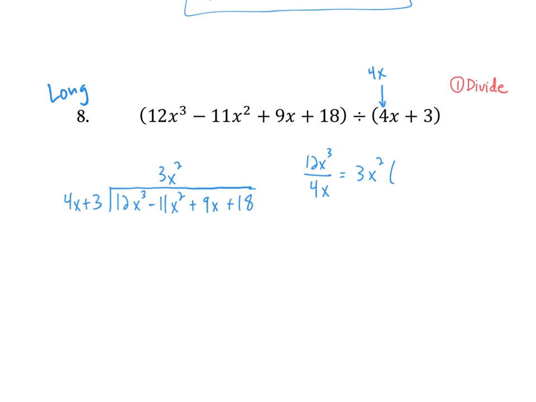And then you multiply. So the next step is multiply. You multiply by the divisor, 4x plus 3 in this case. And then you distribute. And then you line that up underneath here, 12x cubed plus 9x squared. Okay, so the next step is always subtracting.